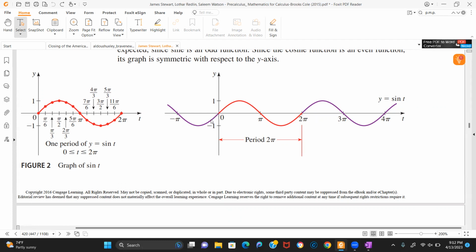And because it's odd, the graph has to look like it does to the left of 0. That's the only way the graph can look if the function is odd.